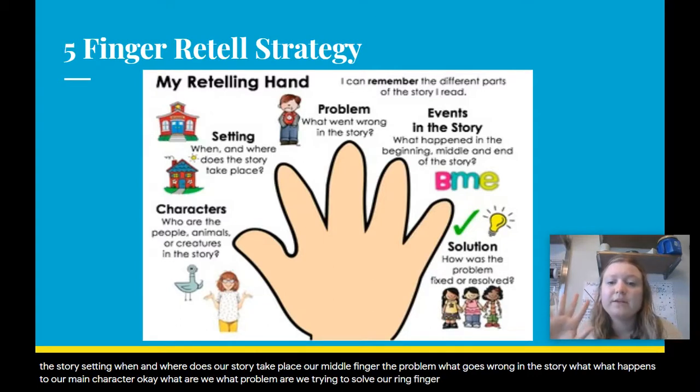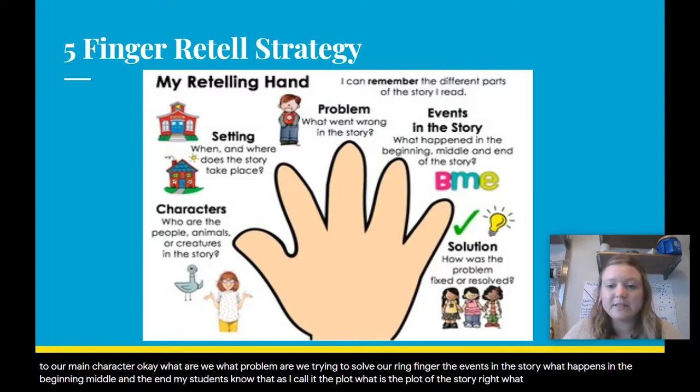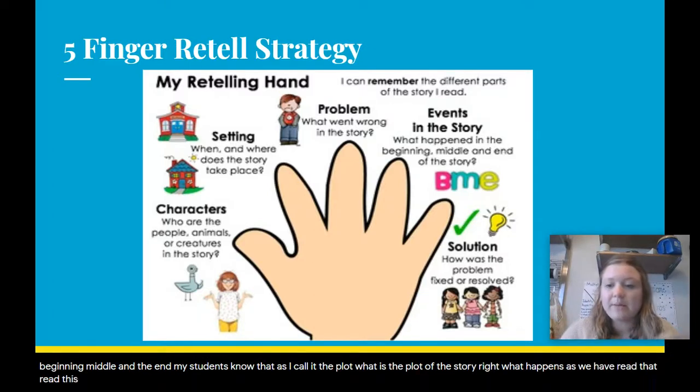Our ring finger, the events in the story. What happens in the beginning, middle, and the end? My students know that as, I call it, the plot. What is the plot of the story? What happens as we have read the story? What happens first, next, last?